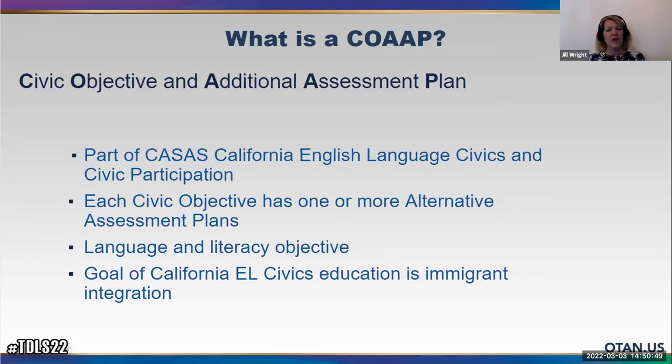So, what is a COAAP? COAAP stands for Civic Objective and Additional Assessment Plan. They are part of the CASAS California English Language Civics and Civic Participation, and each civic objective has one or more alternative assessment plans. COAAPs are literacy and language objectives. They're not tech objectives. And the goal of California EL Civics education is immigrant integration. So we wanted to take this and combine this with our digital literacy vision.